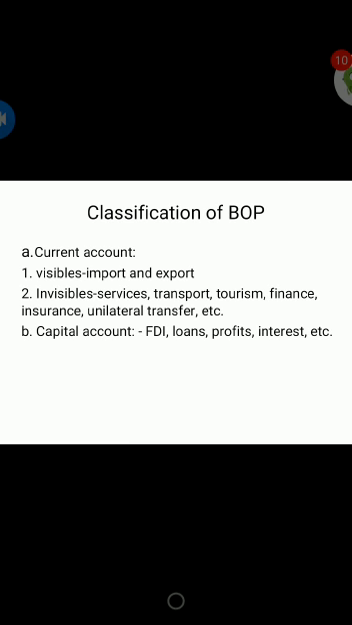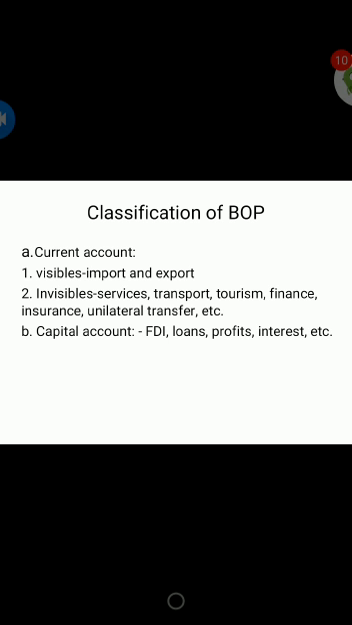The next is BOP classification. BOP is classified into two: current account and capital account. So what is this current account? This account records the transactions that are current. Current means present, right? So receipts and payment items that pertain to a period of 12 months, so we say current, right? Pertaining to 12 months, that we call the current account.